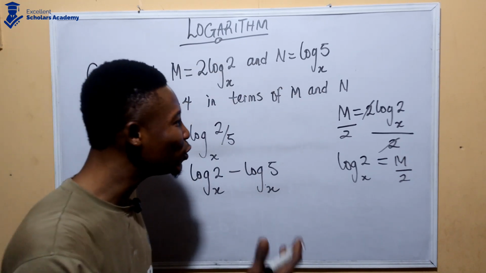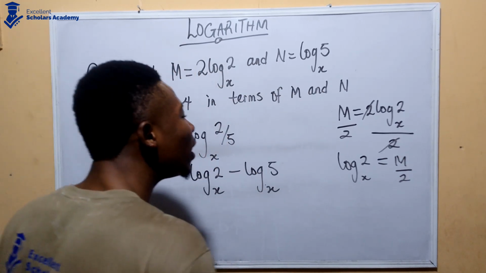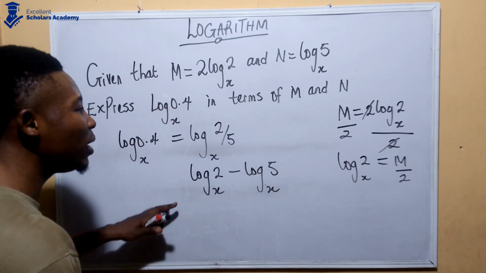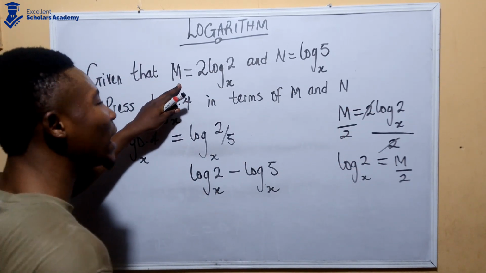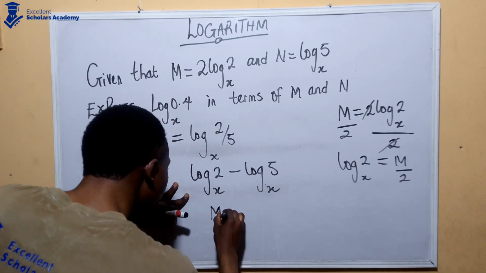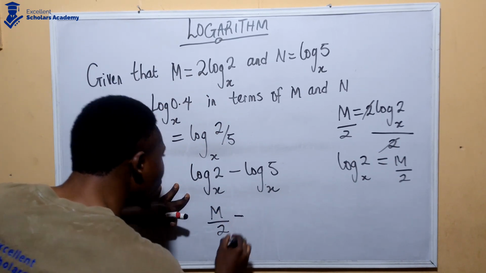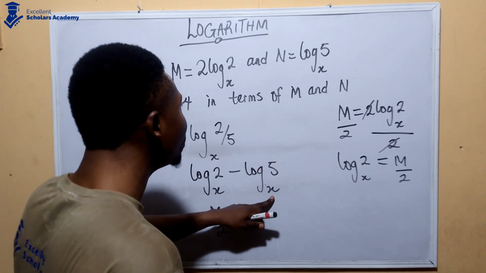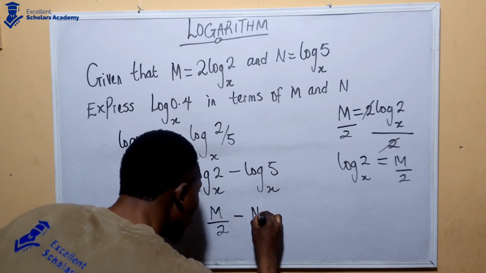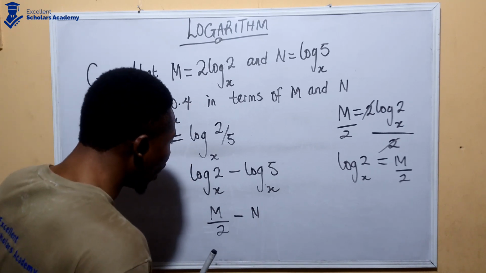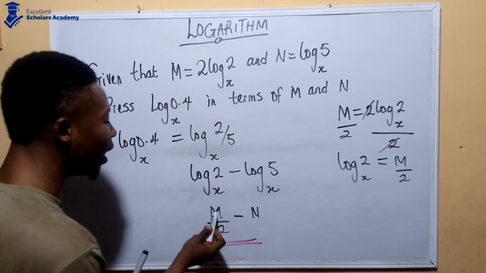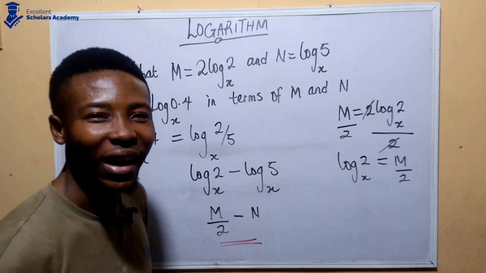Are you seeing the beauty of that? So now, it means that log 2 base x is equal to m over 2. So this is going to be m over 2 minus, now log 5 base x is what? n. So this is going to be m over 2 minus n, and this is going to be our final answer. So the answer, expressed in terms of m and n, is m over 2 minus n.